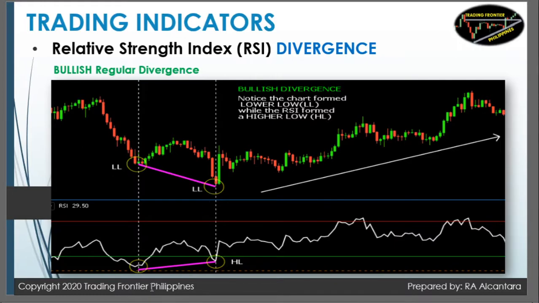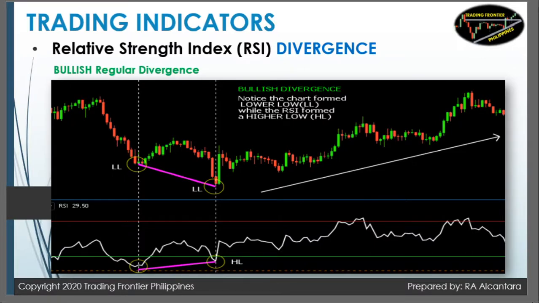However, if the RSI, or this relative strength indicator, created a higher low, that represents a bullish regular divergence, right? So notice the chart formed a lower low while the RSI formed a higher low, which means that the market's momentum is now going towards the upside. All right, so that is an example of bullish divergence.